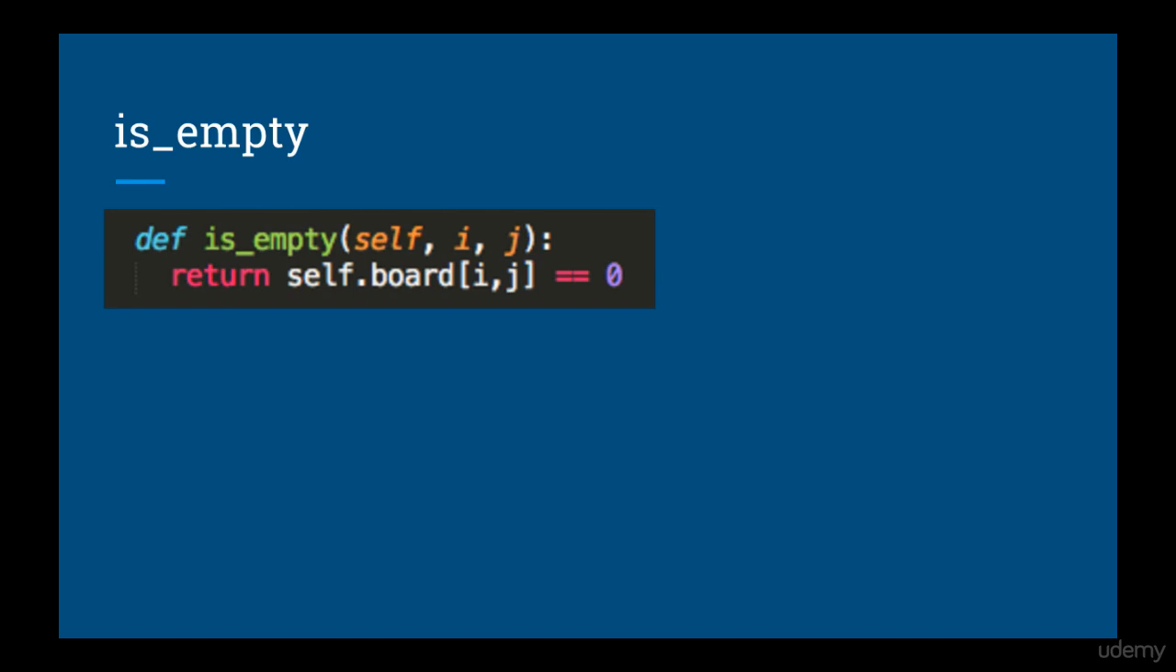Next, we have the isEmpty function, which takes in 2 arguments which represent a position on the board. This is a useful function for the agent because the agent needs to check if a location is valid before trying to put down one of its own pieces. So this returns true if that position on the board is 0 and false otherwise.